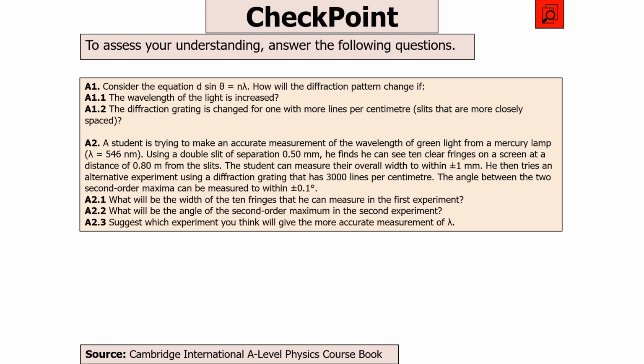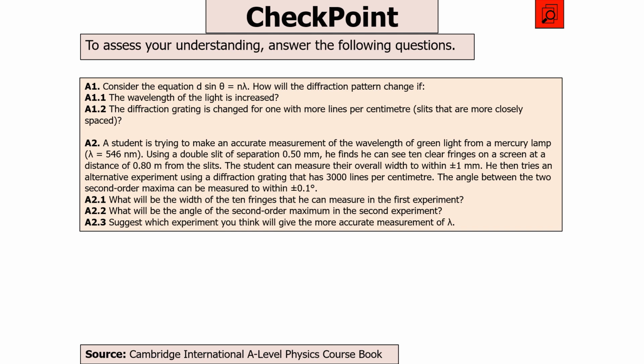Using a double slit of separation 0.50 millimeters, he finds he can see 10 clear fringes on a screen at a distance of 0.80 meters from the slits. The student can measure their overall width to within plus or minus 1 millimeter. He then tries an alternative experiment using a diffraction grating that has 3,000 lines per centimeter. The angle between the two second order maxima can be measured within plus or minus 0.1 degrees.